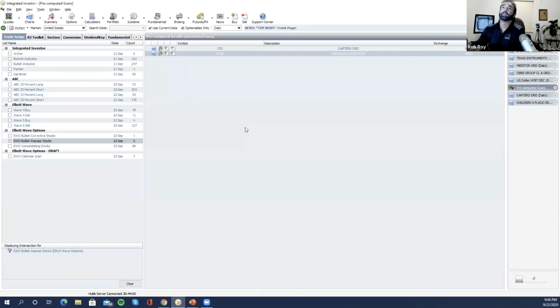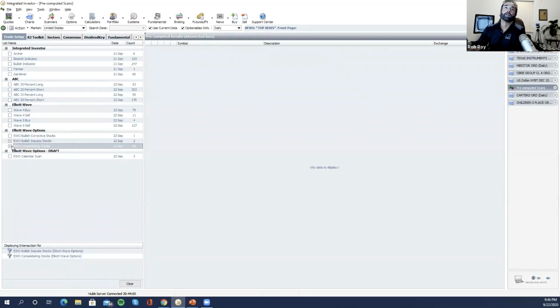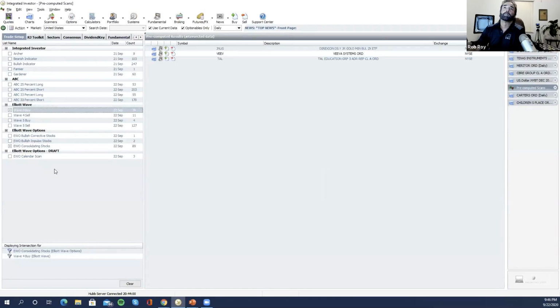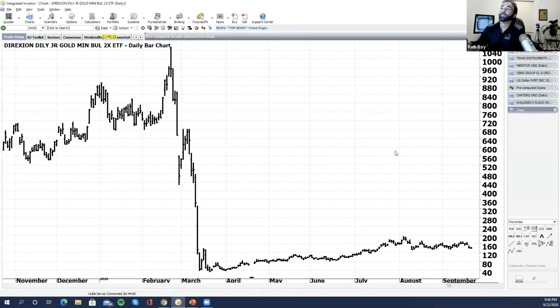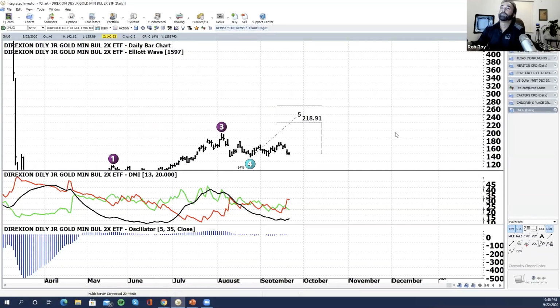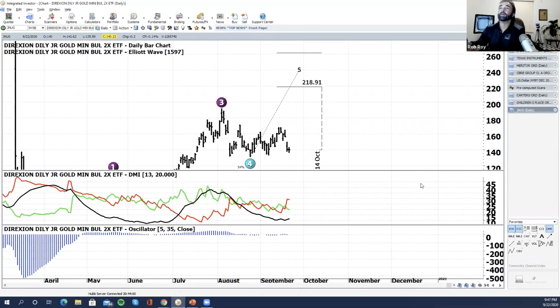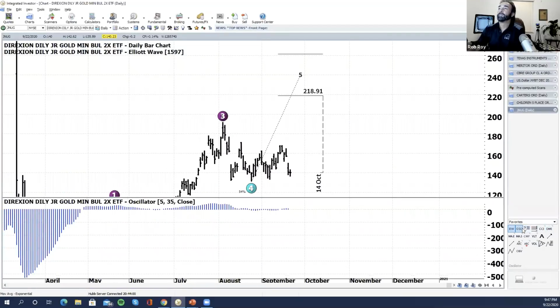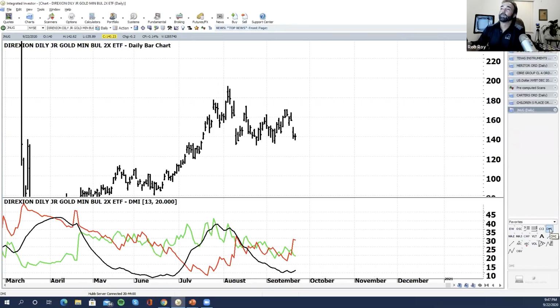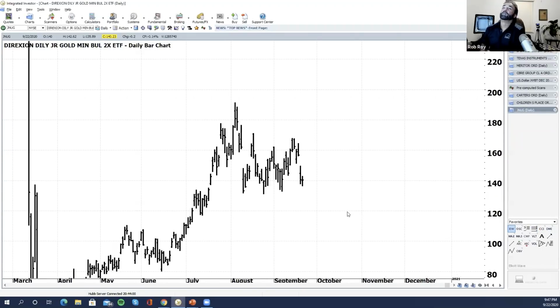All right, so let's go back to the pre-computed list and let's look at some. Well, this is interesting, but we already have, and this makes sense, the gold miners. Well, it's not a very good pattern anyway. So you can see it's just chopping around. The ADX is really low.